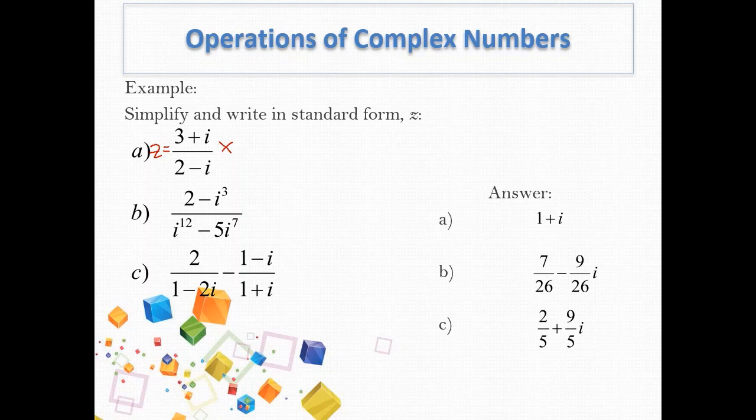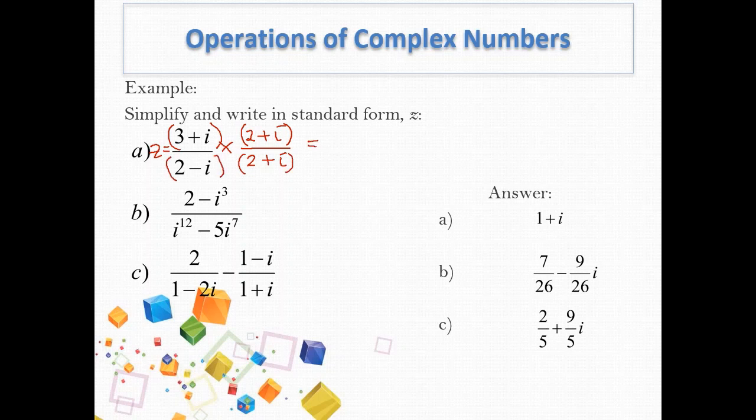So this is the denominator, 2 minus i. The conjugate of the denominator changes the sign of the imaginary part. So we have 2 plus i. The same goes to the bottom, 2 plus i. So we multiply these two complex numbers as usual.